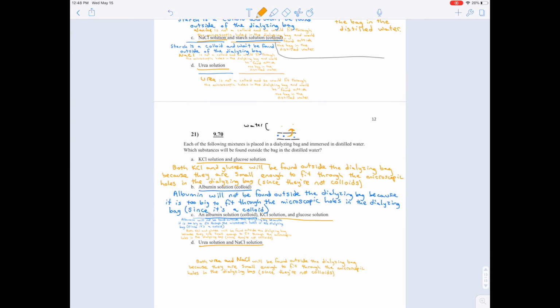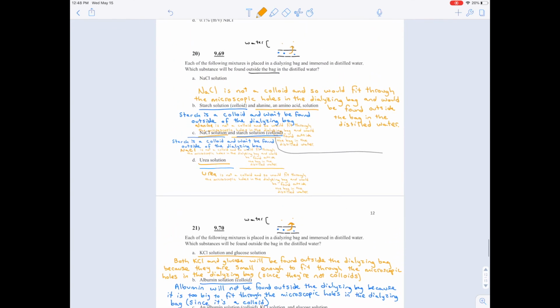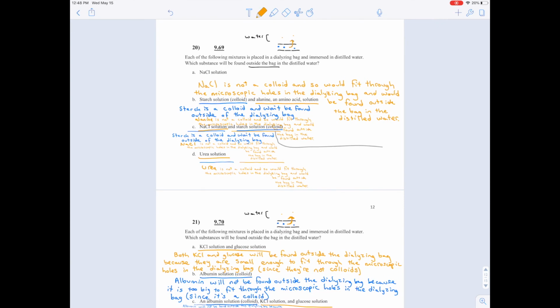So the point behind these two problems is to help you understand the concept of dialysis, which you'll probably use as a nurse, where you clean somebody's blood based on things that can fit through microscopic holes or diffuse through microscopic holes, and things that are too big to diffuse through the microscopic holes in the dialyzing bag. And the things that are too big to fit through those holes are called colloids.